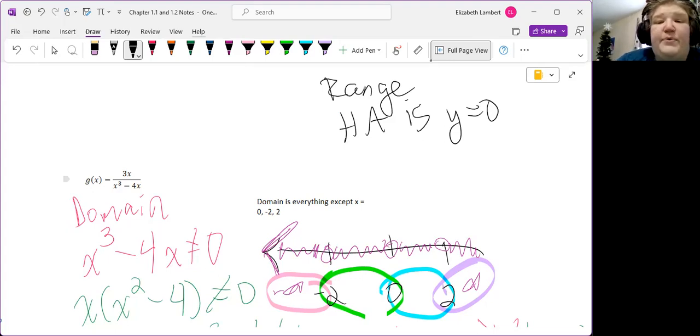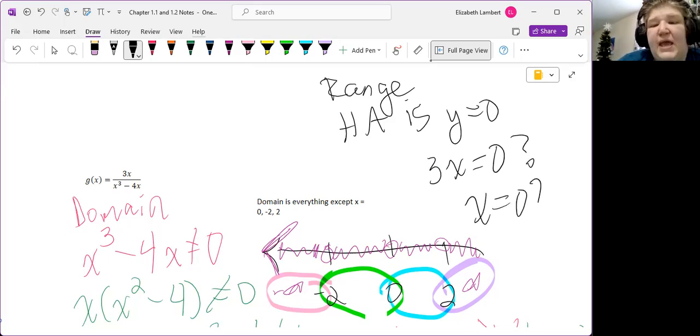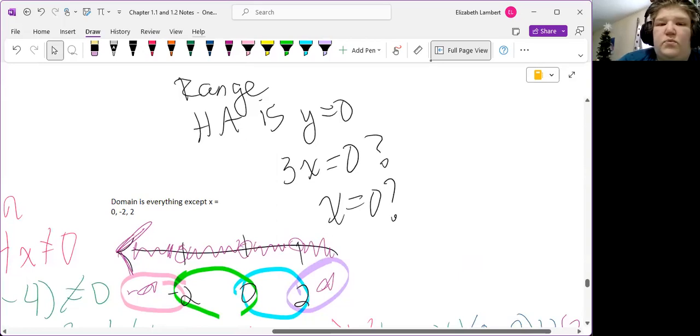So on the top, we have 3x equals 0. Divide by 3, we get x equals 0. Can we have x be 0? On top, yeah, I'd get 0, which is what I was wanting. On the bottom, though, 0 cubed minus 4 times 0. So this graph is never going to cross the horizontal asymptote.